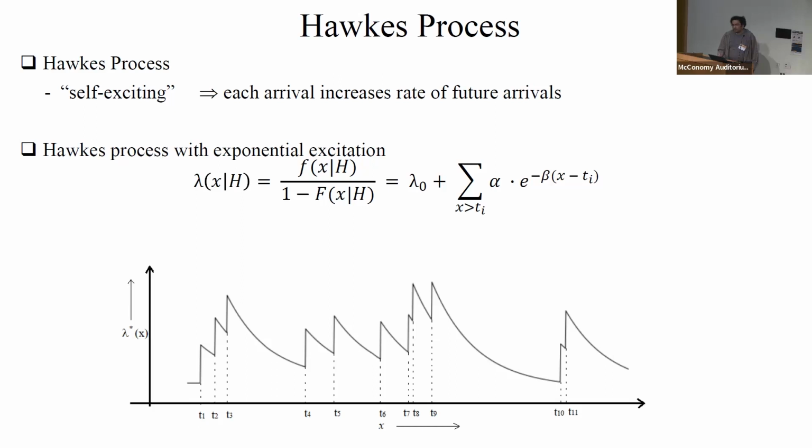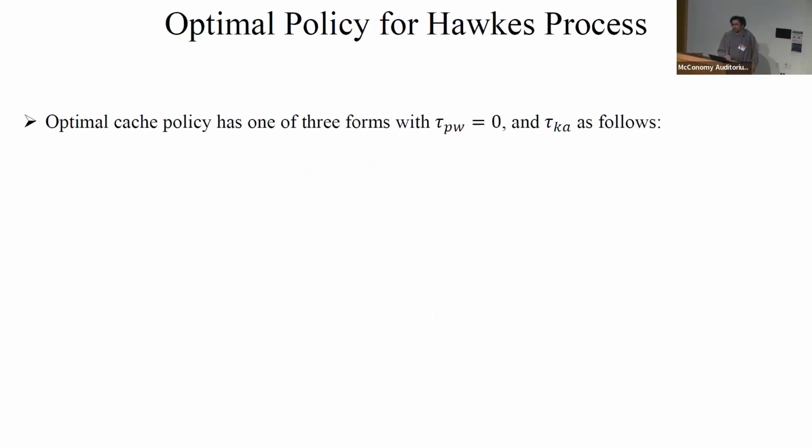So we apply the characterization of the optimal cache policy to the Hawkes process. And we find that the optimal cache policy for the Hawkes process is a single window keep-alive policy, where the length of the pre-warming window is 0. And the length of the keep-alive window has 3 possibilities, depending on the ratio of C_P by C_CS.